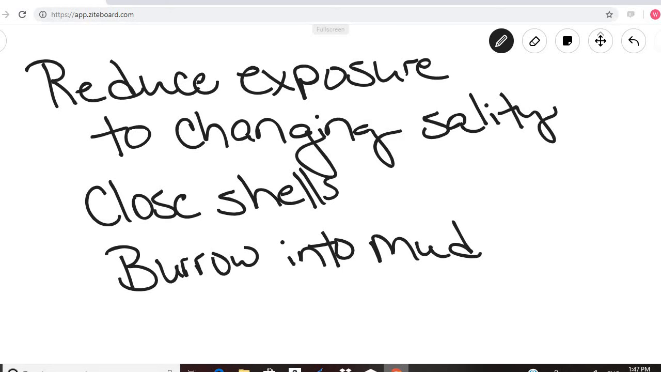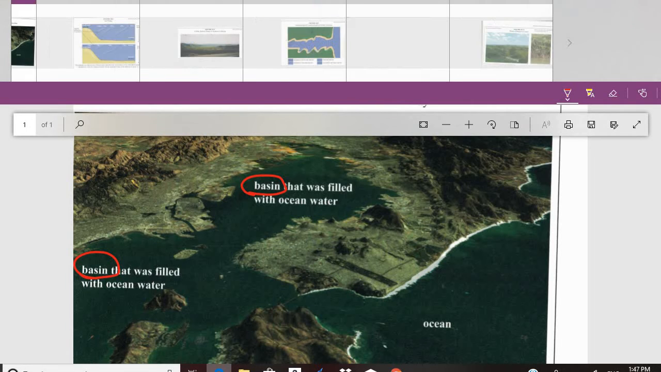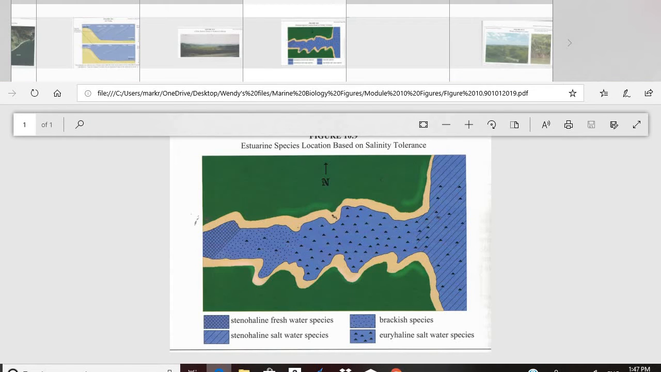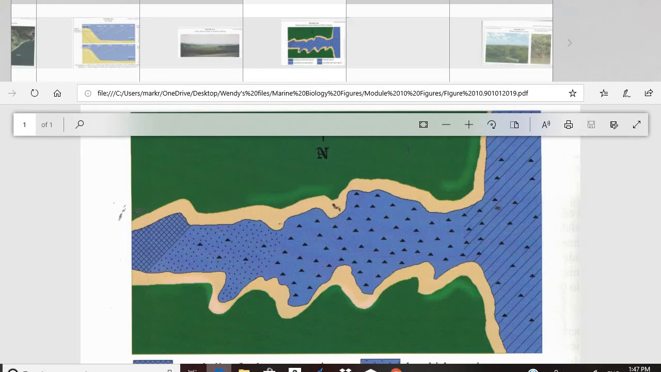I think I had a figure there. Let's see. 0.9. So here, this figure shows.